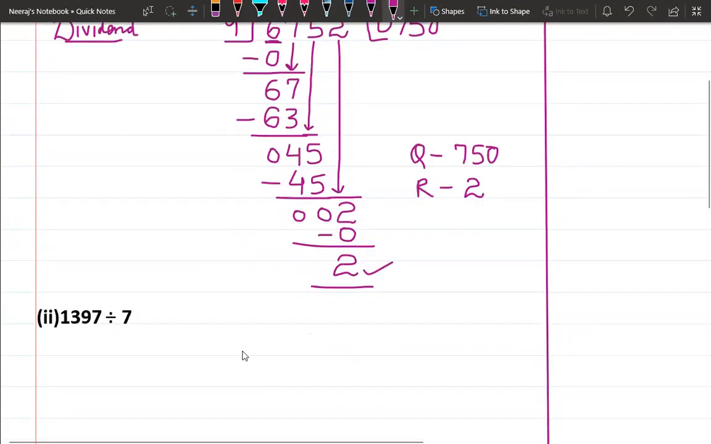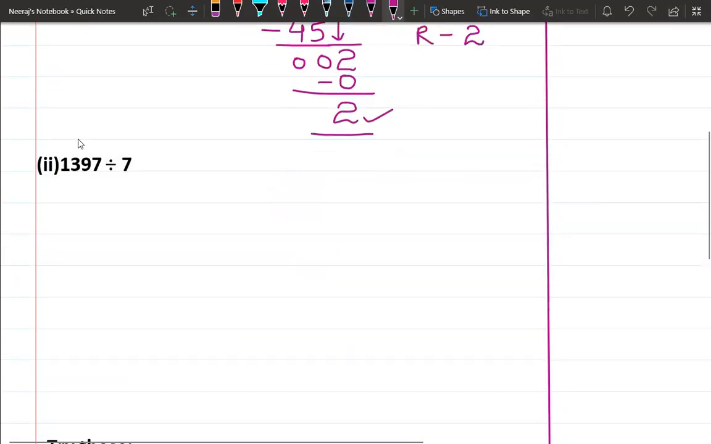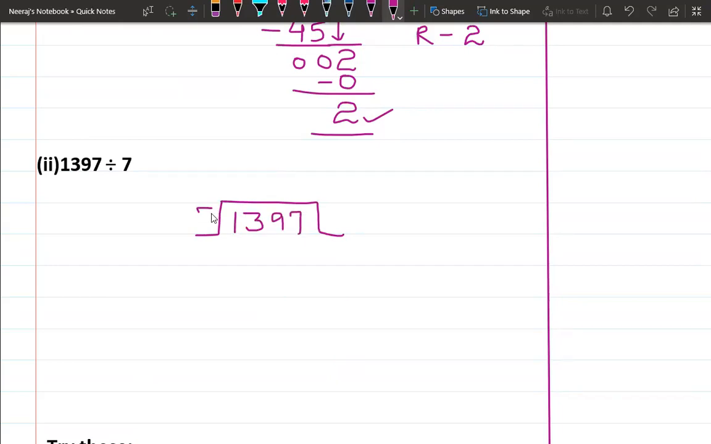Now let's see one more question. How to divide 1397 by 7. We need to make a division bracket first. Then we have to write the dividend and divisor. So the dividend, that is 1397, we write inside, and 7 will be outside. Now let's divide 1 by 7. Again, 1 is a smaller number. We cannot divide by 7, so it will go with 0. So we write 7 zeros are 0.